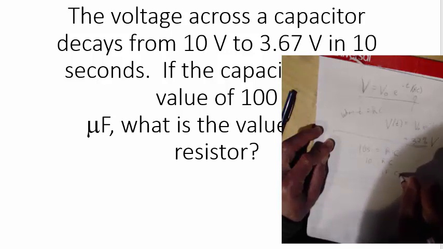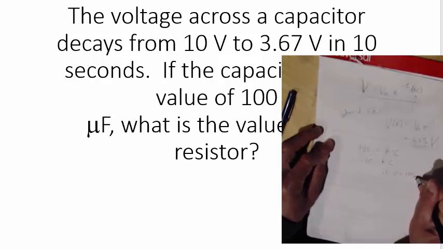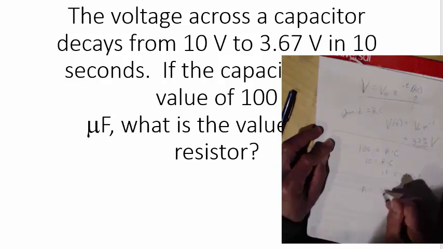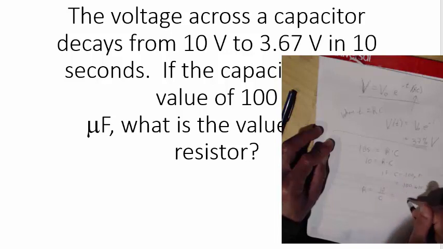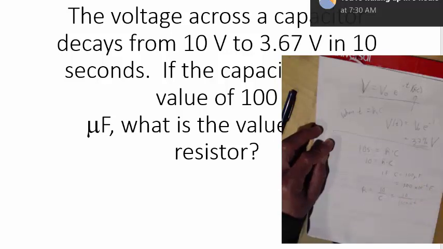And if C equals 100 microfarads, that's equal, by the way, to 100 times 10 to the minus 6 farads, then we can calculate R. We can say, well, R is equal to 10 divided by C. And that's equal to 10 divided by 100 times 10 to the minus 6th.